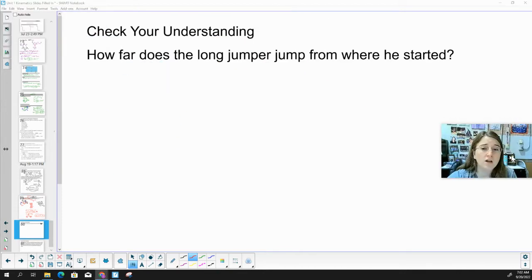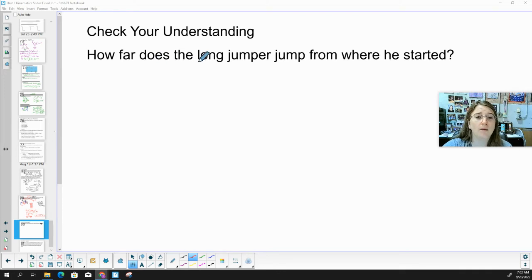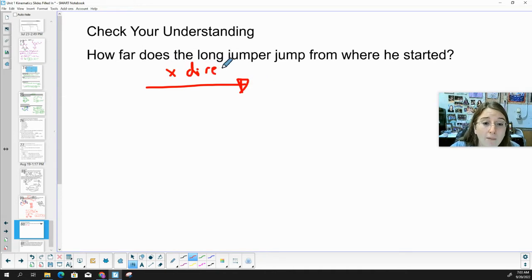Okay, let's go ahead and try the next one. So it says, how far does the long jumper jump from where he started? So think about this. Yeah, how far does the long jumper jump from where he started? It's going like this. Is this question now looking in the y direction or the x direction? How far does the long jumper jump from where he started? This is x direction. So now I'm only going to look in the x direction.